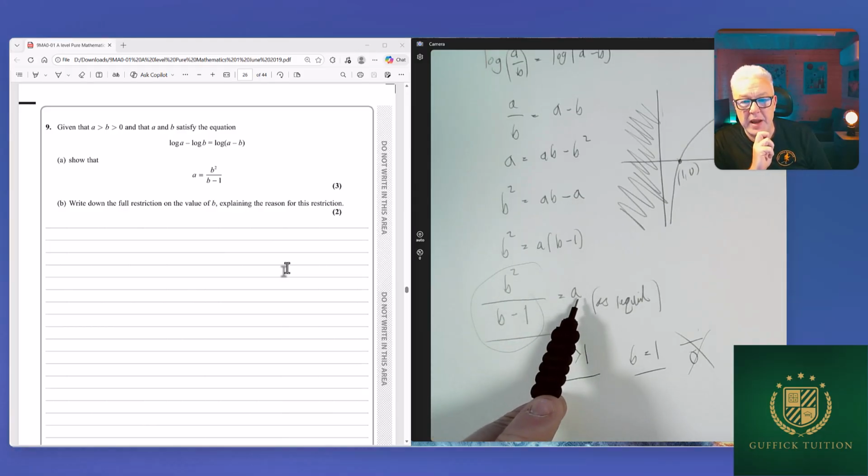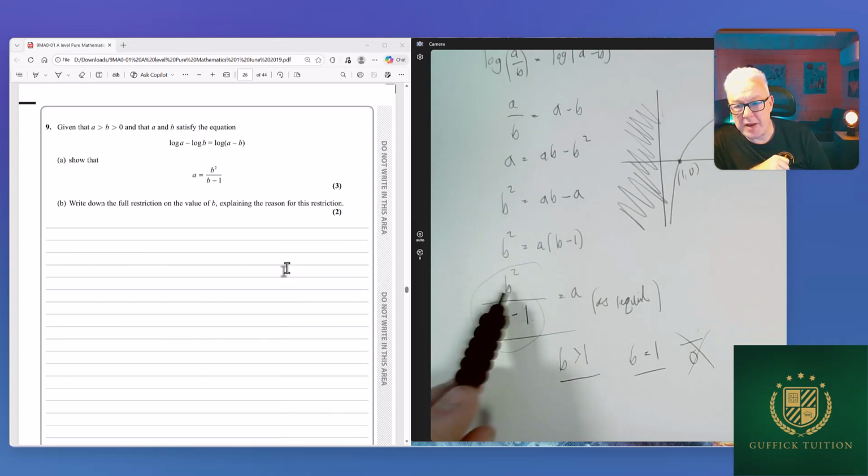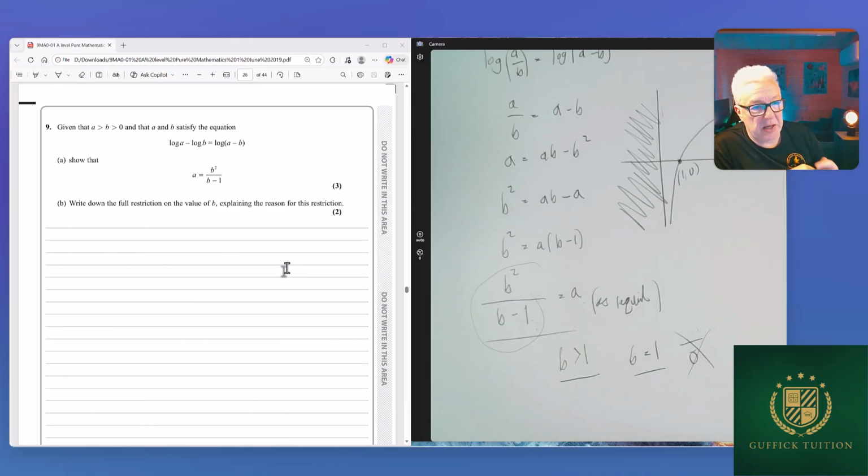But that would contravene the condition that a has to be greater than b, which has to be greater than 0. So we definitely cannot have b being less than 1, because if it was, then this would be negative. And when you square that, that would be positive, and positive over negative would be negative, which means that a would be negative. But the condition tells us that given that a is greater than b, which is greater than 0, we've got to find the conditions that satisfy the equation.